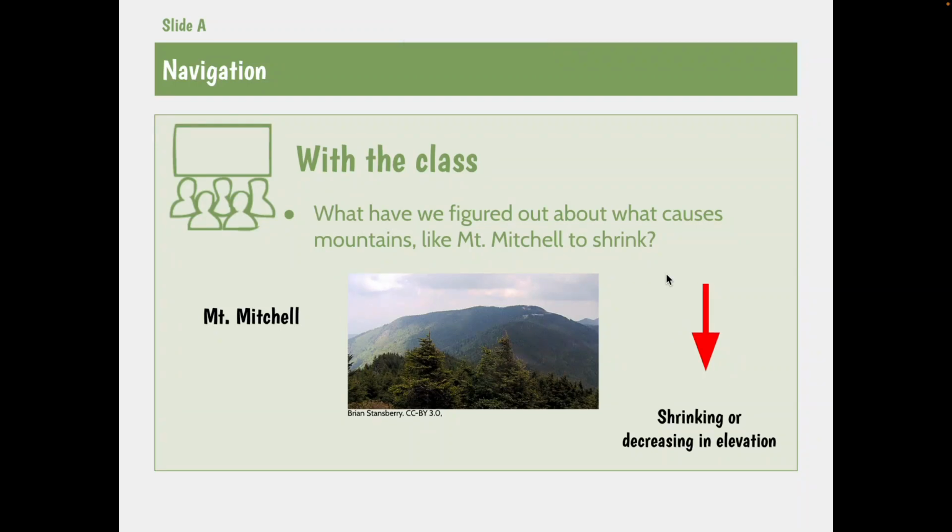So we've been looking at the 6 mountains. We see that 4 increase in height. 1, Mount Narayana, does not shrink or grow. And Mount Mitchell is the one that is shrinking. So we're trying to get down to why is it shrinking? Like what's going on there that's different from the other 5 mountains. So we're going to take a look at that today.